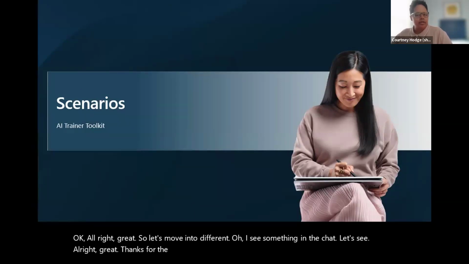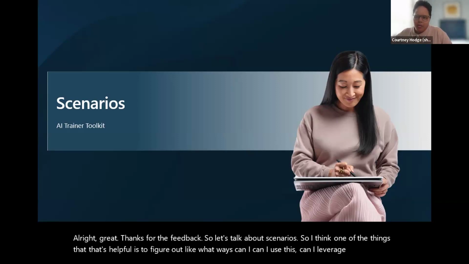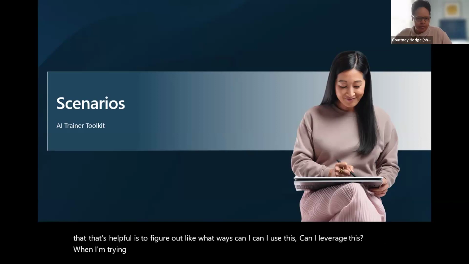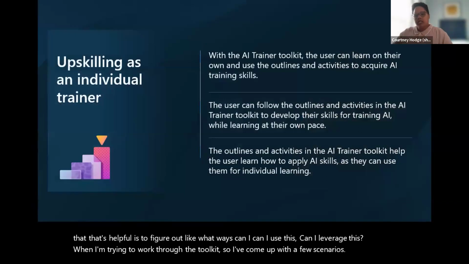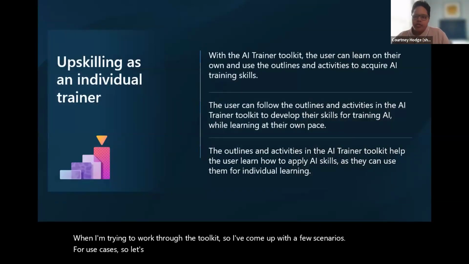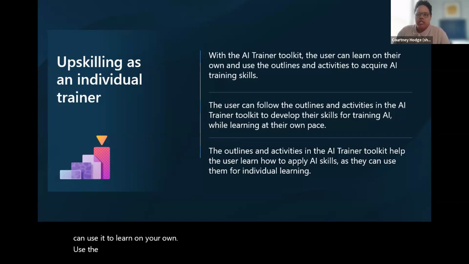So let's talk about scenarios. I think one of the things that's helpful is to figure out what ways I can use this. Can I leverage this when I'm trying to work through the toolkit? So I've come up with a few scenarios for use cases. Let's say we want to use it to upskill myself as an individual trainer. You can use it to learn on your own, using the outline and activities just to acquire your own skills.